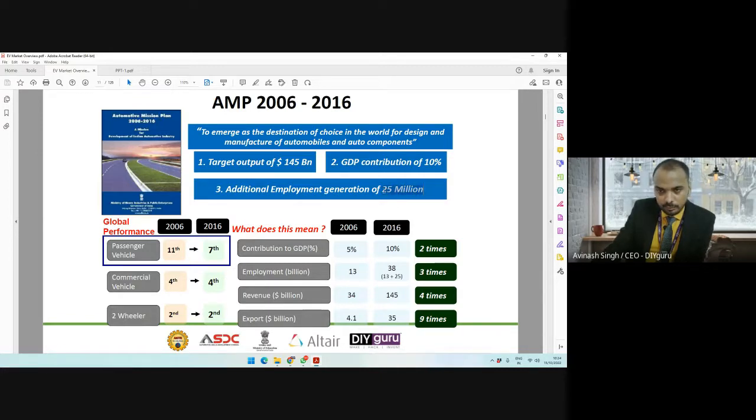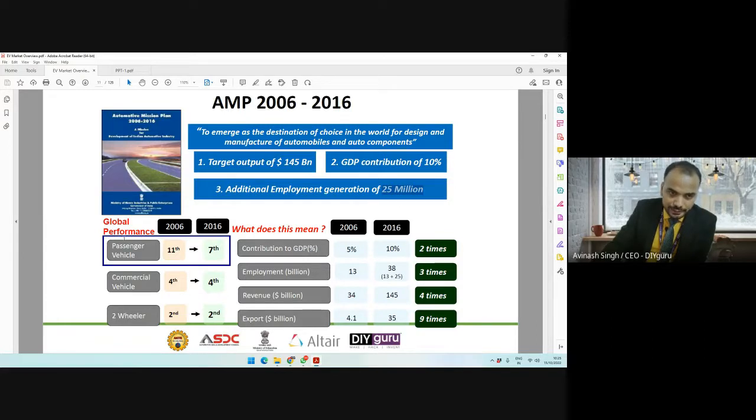So apart from the employment which was there in 2006, there should be an additional 25 million jobs or employment generated in the next 10 years, 2006 until 2016. Because 2016 has already passed, we can very well measure what were the goals and what were the outcomes.